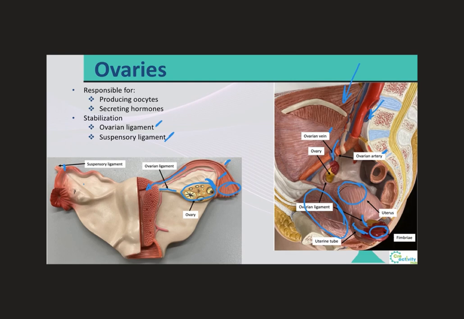Here in blue are the ovarian veins, and in red we find the ovarian arteries. And these lines on this other model under the mesentery are representing these blood vessels as well.